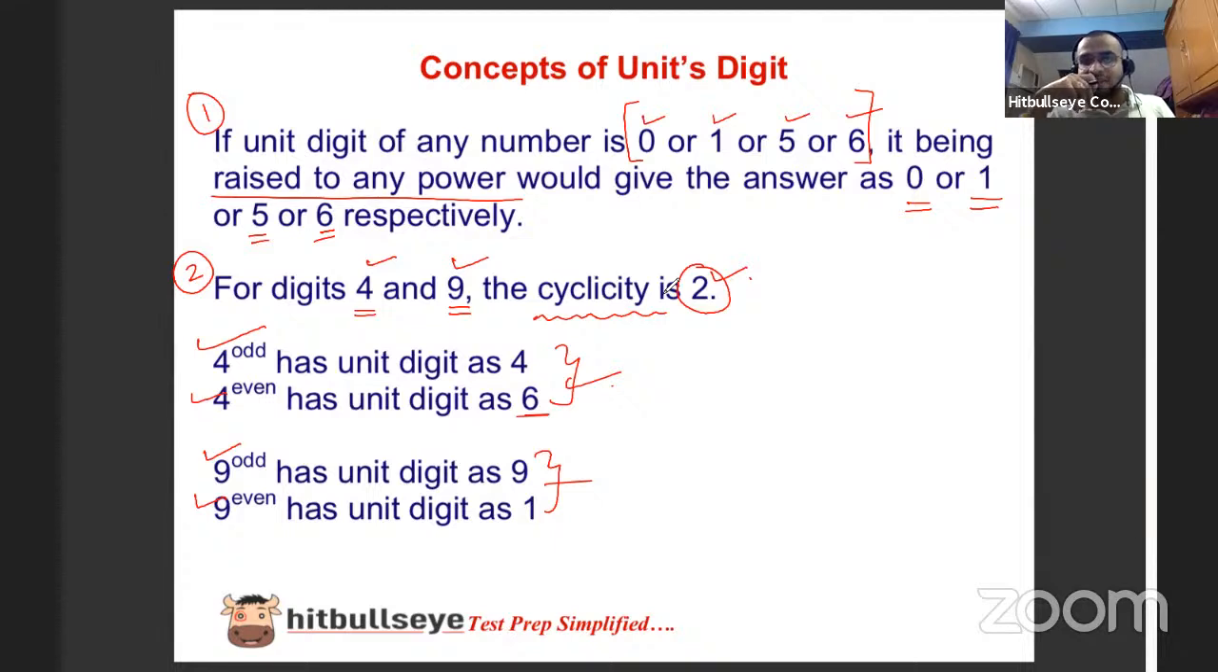So far, 6 numbers have been discussed: 0, 1, 5, 6, 4 and 9. Please confirm everyone in the chat window once you have noted this down.